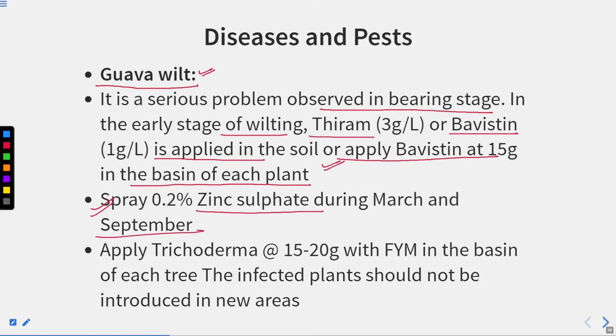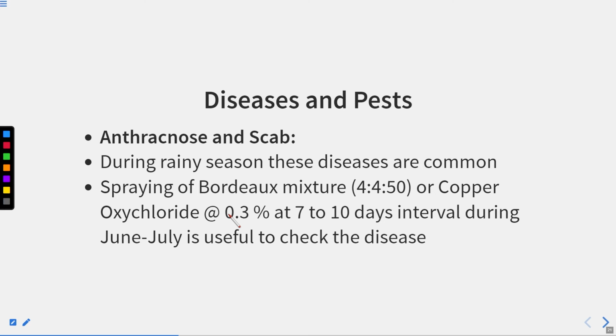Now apply Trichoderma at 15 to 20 gram with the farmyard manure in the basin of each tree. The infected plant should not be introduced in the new area. So suppose there is an infection, because there are some fungus which cause a disease and they block the water channel, and that causes the wilting, right? So these are some of the chemicals we can apply, and we can avoid the wilting of the guava.